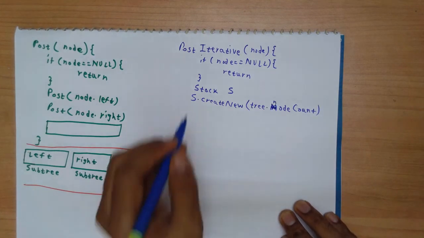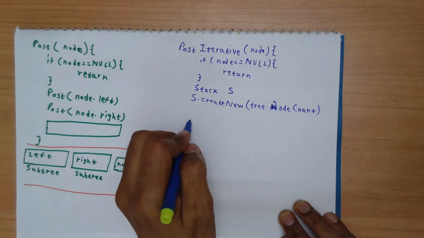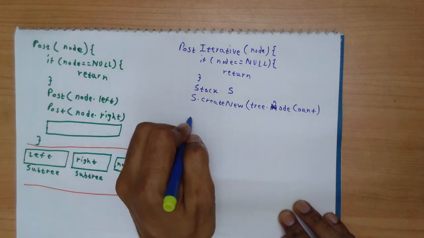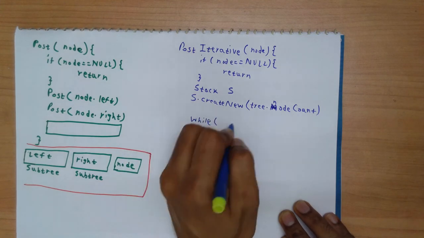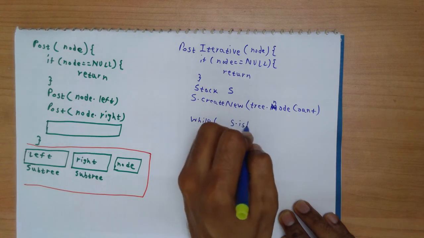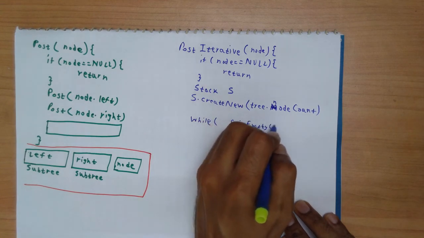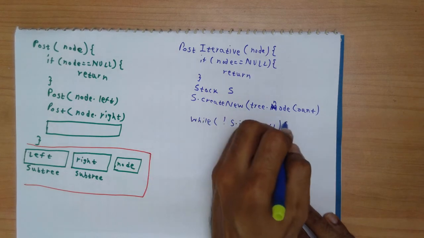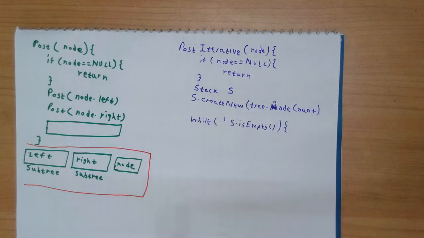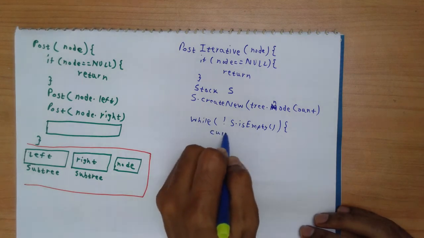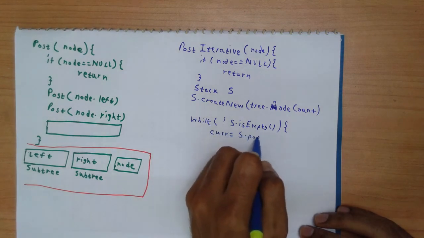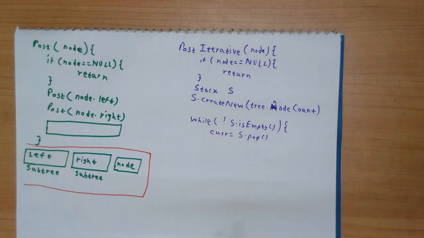Once you do that, you go through your stack and pop out each node. So I'll have a looping construct: while the stack is not empty, only then do this. What should I do? I should pop an entry from the stack. So my current node is going to be s dot pop, and that's where this thing comes into the picture.